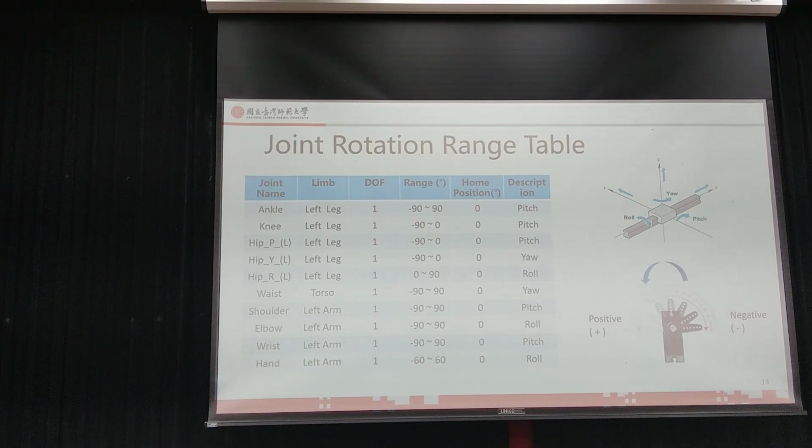And this is the joint table. The table summarizes the joint range and degrees of freedom. Each joint has a defined range to prevent mechanical damage and ensure safe operation. Understanding these limits is important when designing motion trajectories. They also help avoid unrealistic or unsafe movements due to the servo placement and the rotation. The joint rotation angle has a positive and a negative direction.